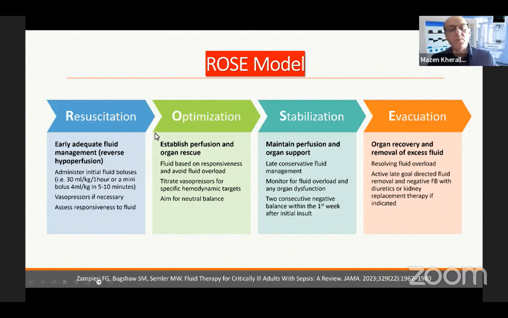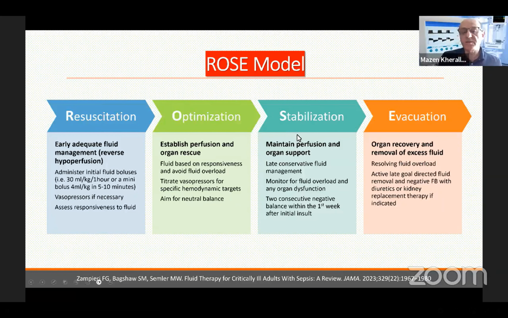Now, once we're able to resuscitate the patient, we go into the optimization phase. And the goal of this phase is to establish perfusion and organ rescue. And the fluid should only be based on responsiveness to avoid fluid overload. And then we titrate vasopressors for hemodynamic targets. The aim here would be neutral balance. So in the first one, we're giving fluid aggressively based on responsiveness. And then in the second phase, we aim for neutral balance with the fluid. We only give fluid if the patient continues to be responsive to fluid and try to avoid fluid overload.